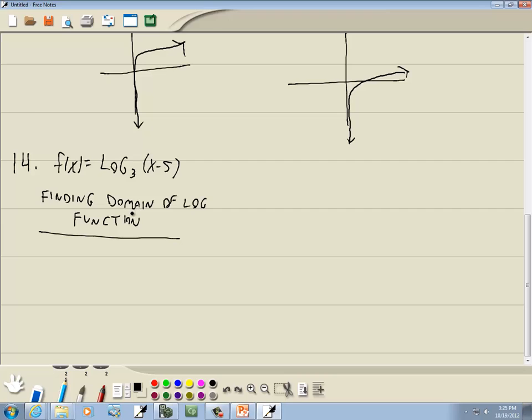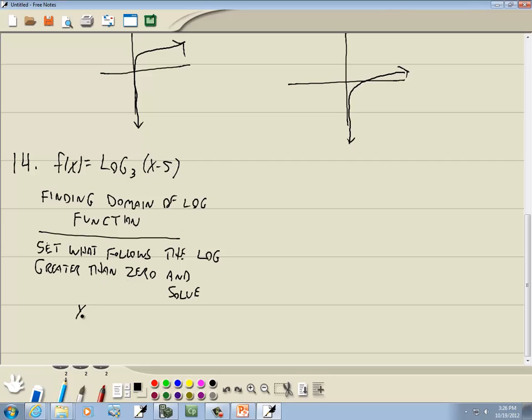Sad. Finding domain of a log function. The idea behind this is we can't have log of 0, can't have log of a negative number. So what we're going to do is set what follows the log greater than 0 and solve.